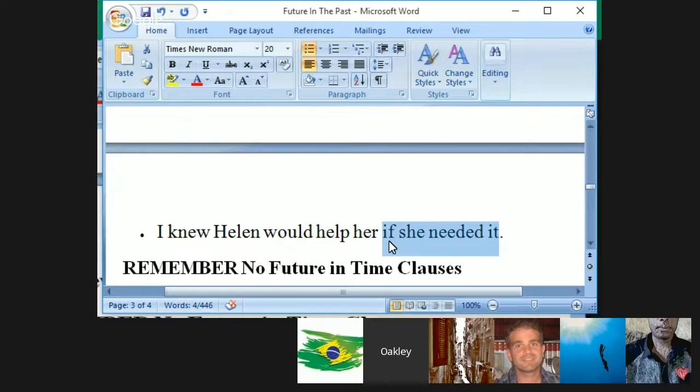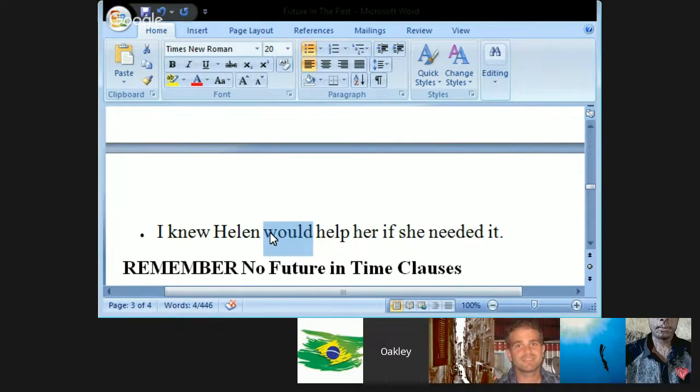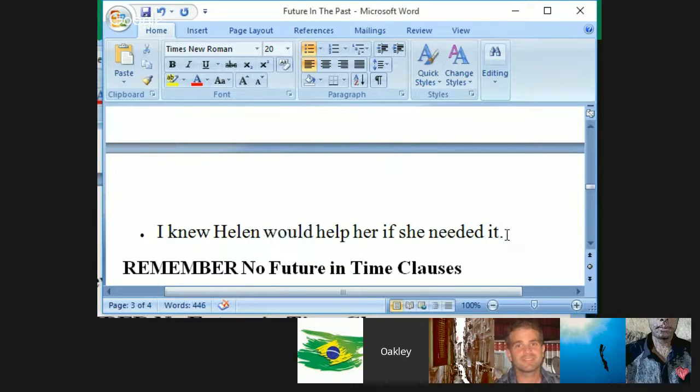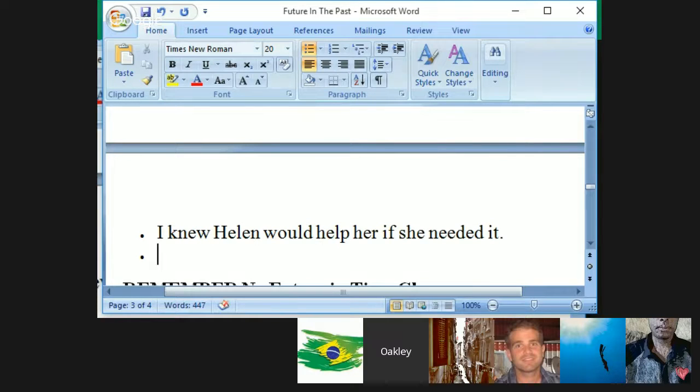Okay, future in the past is exactly what we're doing when we construct the second conditional, or the unreal conditional. We use a past tense of our main verb in the if clause and would. If she needed it, Helen would help her. Helen would help her if she needed it. Exactly the same thing. So this whole future in the past thing that we're looking at today is a crucial element in reported speech, second conditionals, actually third conditional. It pops up in different areas of English, and you've just demonstrated one. Thank you.